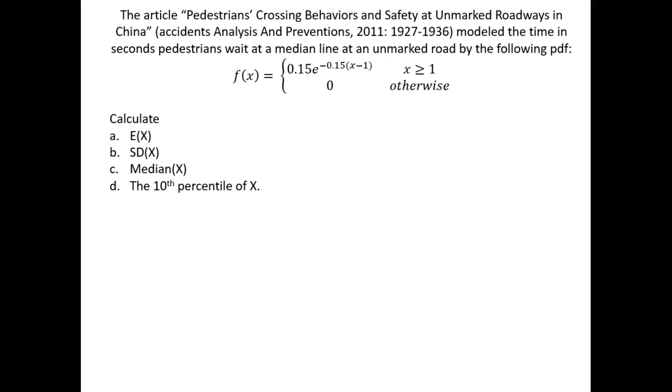All right, so the expectation of a continuous random variable is always the integration over the sample space of x times the PDF. So in this case, the expectation of x is equal to the integration from 1 up to infinity of x times 0.15 e to the negative 0.15 x minus 1 dx. Taking this integration is a little bit trickier than ones we've done before in the sense that we have to do integration by parts.